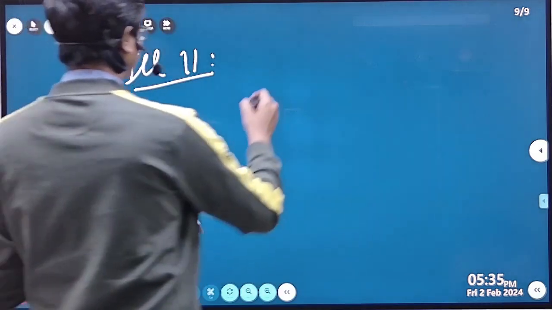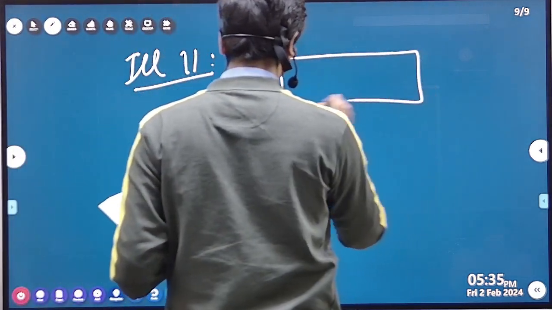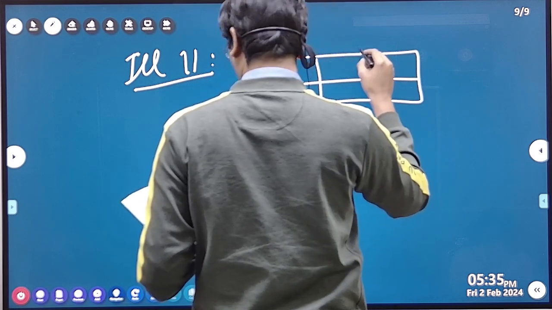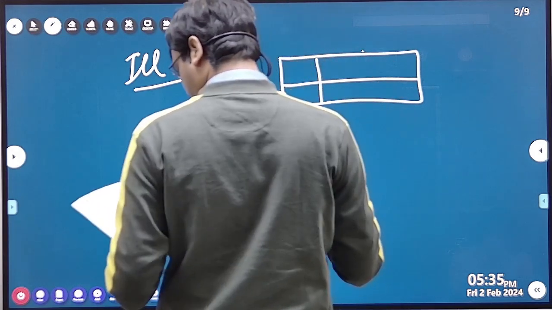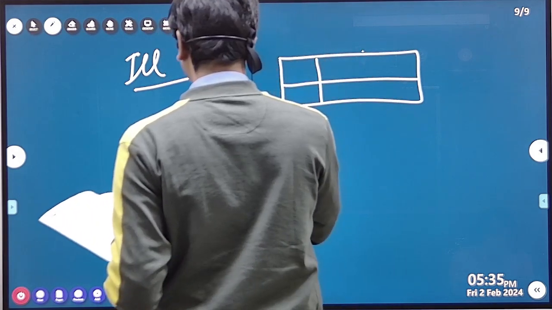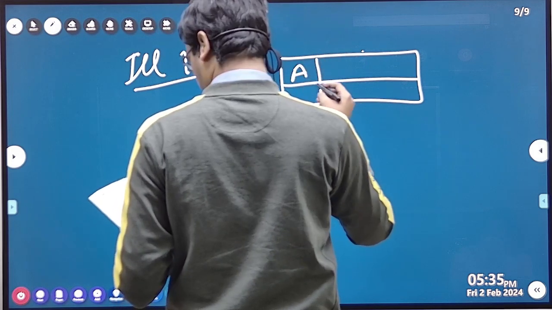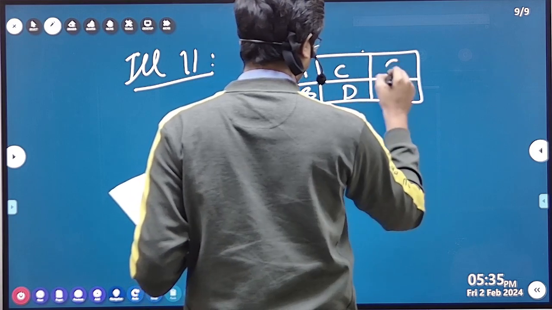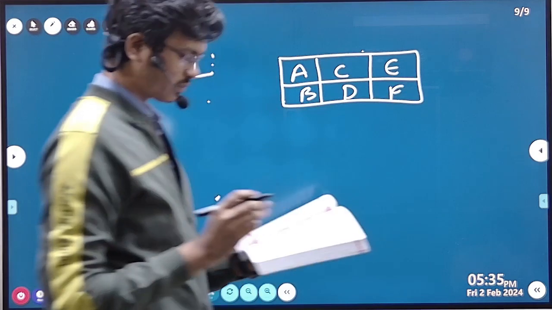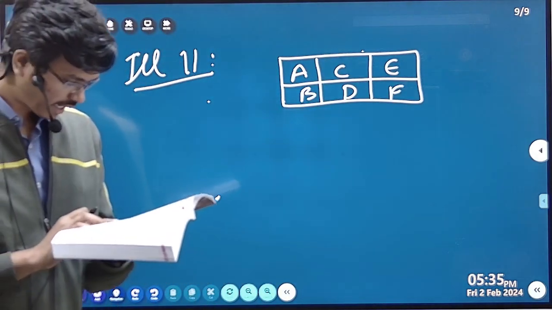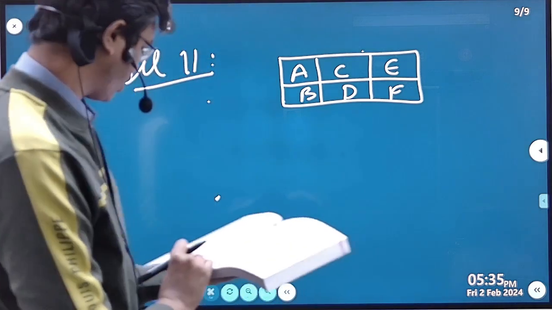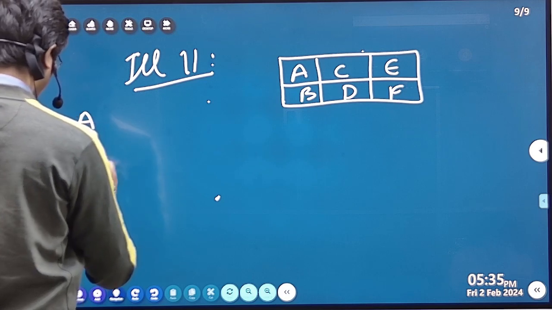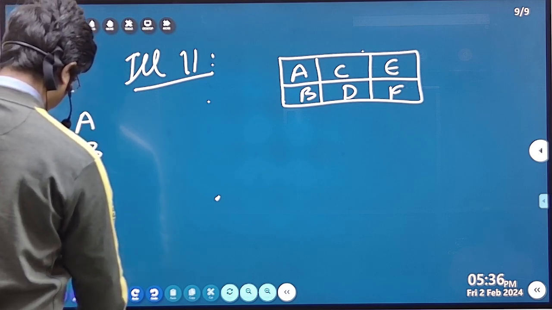So he has given us one facility setup, right? There are 6 departments: A, B, C, D, E, and F. And he has given the handling frequencies. So if you look at this table, these are the 6 departments: A, B, C, D, E, F.